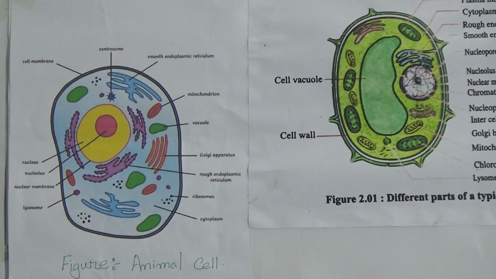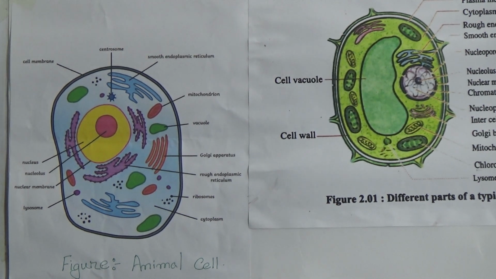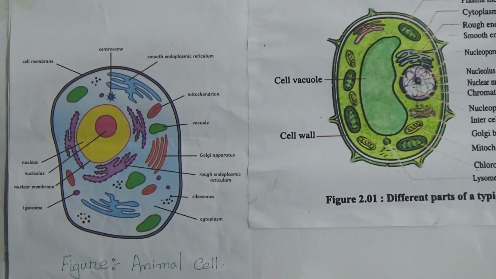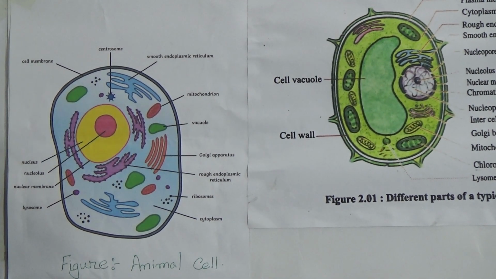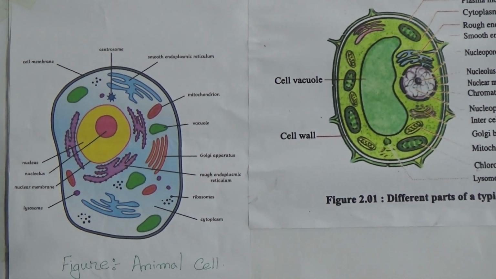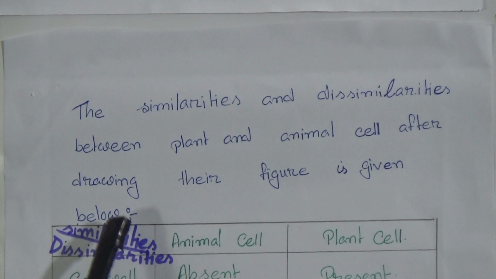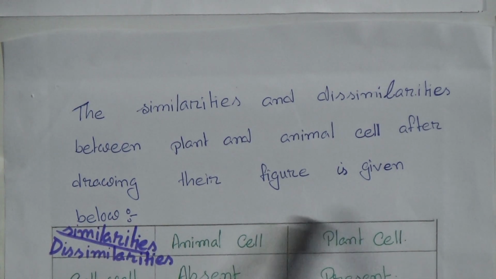So we found that some organelles are very common in the two cells, and some organelles are not present in the animal cell or in the plant cell. So what are the similarities and dissimilarities between these cells? At first you should make a chart, then you write the similarities and dissimilarities of the plant cell and animal cell. Here the similarities and dissimilarities between the plant and animal cell, after drawing their figure, are given below.